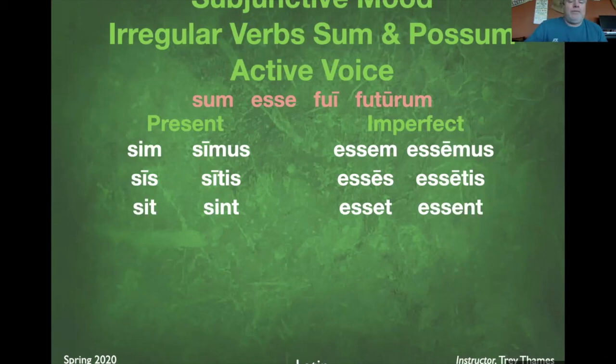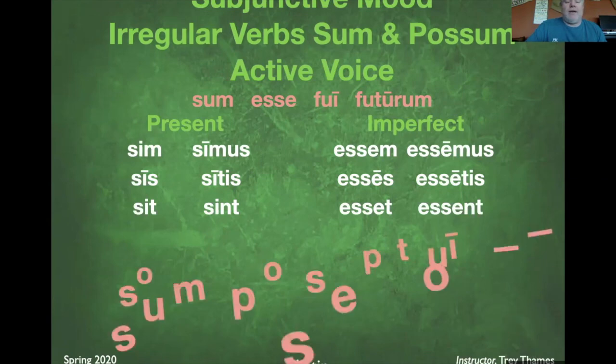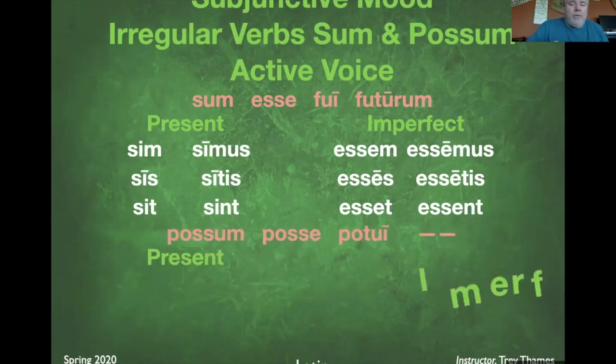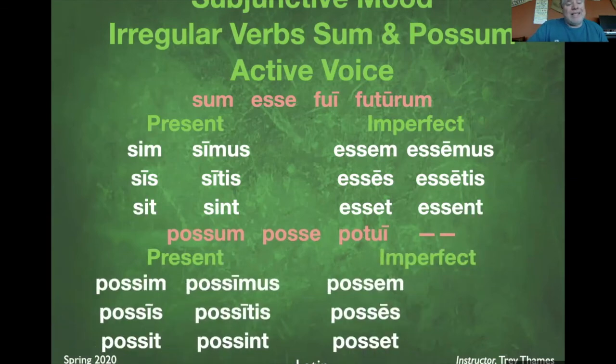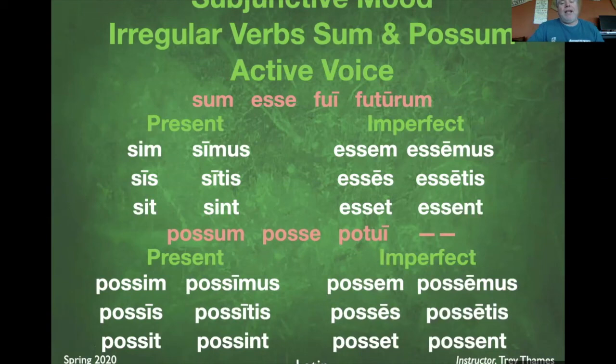And then for possum, we're just going to add a pos- to the sim, sis, sit, right? And we end up with possim, possis, possit, possimus, possitis, possint. Pretty easy. And then again, your subjunctive imperfect, you take the infinitive, here it's posse, and you add your endings, and you end up with possem, posses, posset, possemus, possetis, possent. And so these are the irregular verbs, sum and possum, in the subjunctive mood.